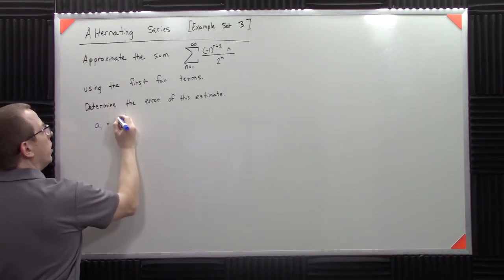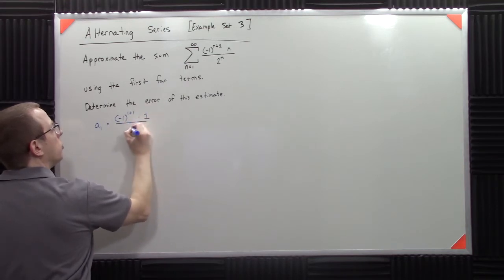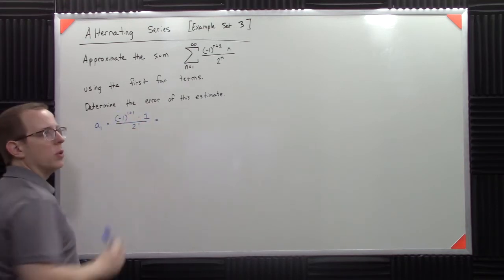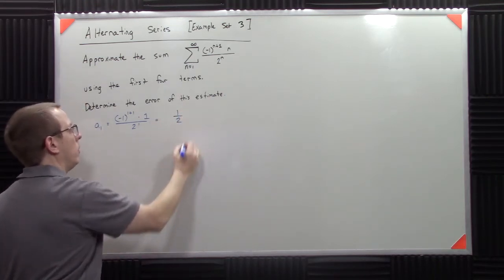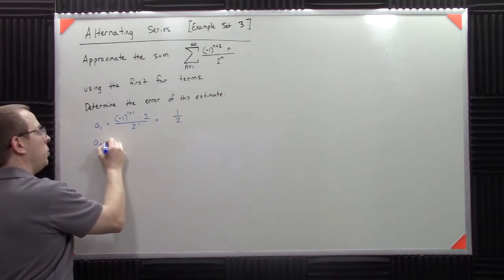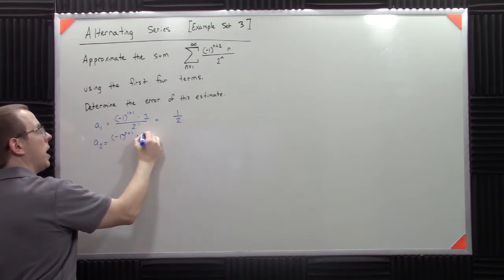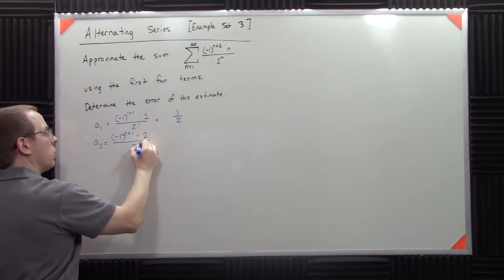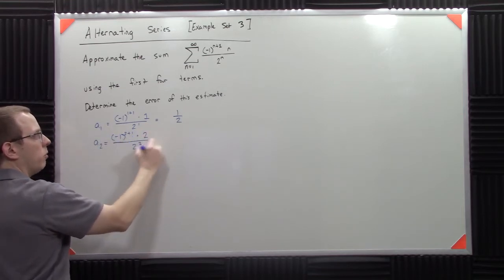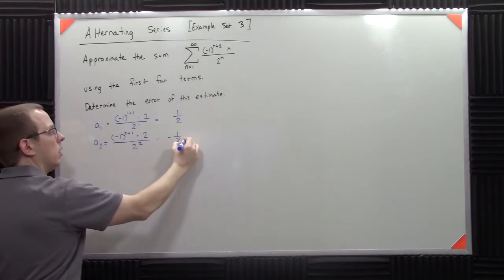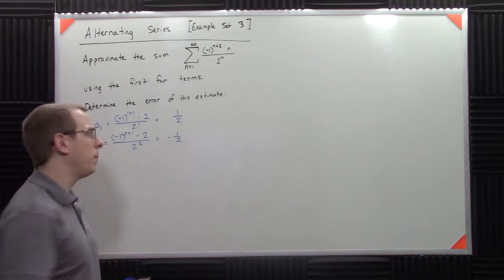which is negative 1 to the 1 plus 1, times 1 over 2 to the 1. So negative 1 squared is just 1, so this is 1/2. So a2 is negative 1 to the 2 plus 1, times 2 over 2 squared. It's actually negative 1/2. That's kind of interesting, right? So that's actually going to cancel out.